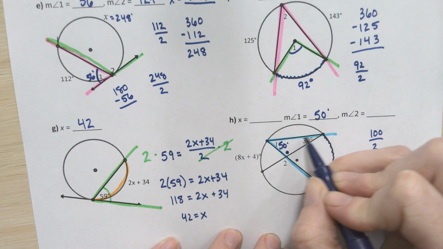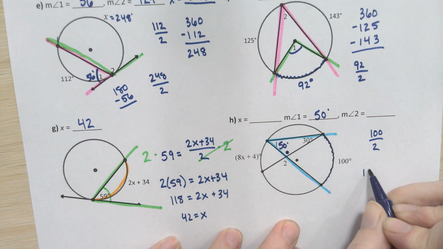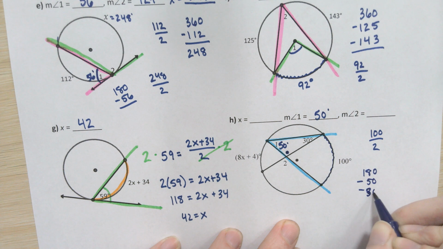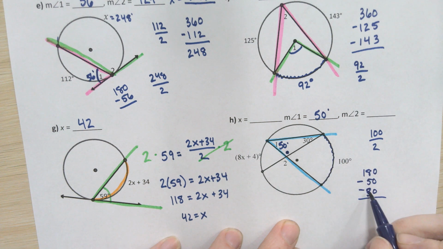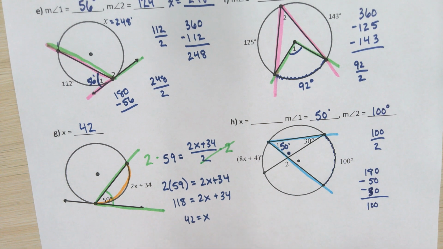The key to finding that angle that I put a dot in is going to be this triangle right here. We know triangles add up to be 180, so we're going to subtract out the 50 and subtract out the 30. Sorry, that looks like an 80, but it's a 30. So we're going to subtract 80 basically and end up with 100 degrees as our measure for angle 2.